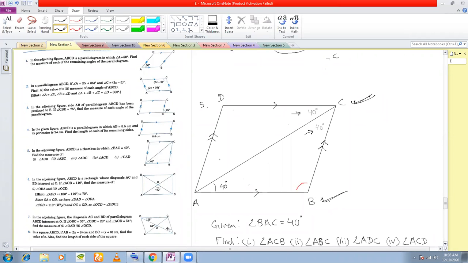And you know that the adjacent angles of a parallelogram add up to 180 degrees. So therefore, this angle C, which is 80, and this angle ABC add up to 180. Therefore, 80 plus angle ABC must be equal to 180. And therefore you can find out angle ABC. Okay, so let us keep this as x.